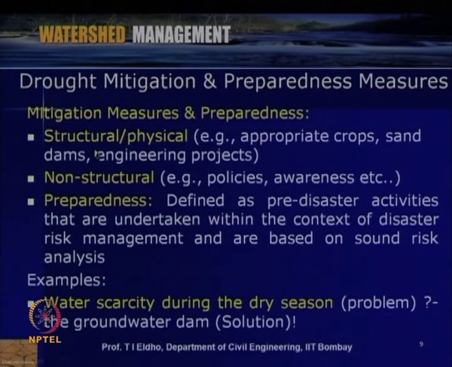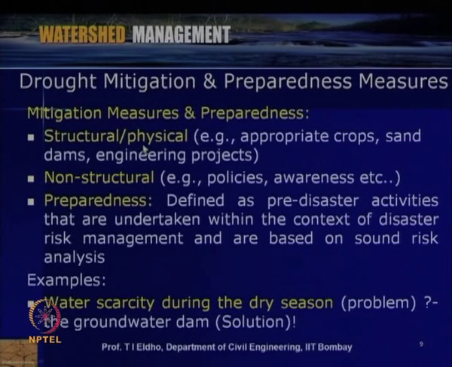As far as preparedness is concerned, when we deal with drought mitigation, it can be either structural measures or non-structural measures. The structural or physical measures are those we directly implement in the field, as a development of a structure or an engineering project, like appropriate crops, sand dams, engineering projects, etc. To prepare for drought, we can go for these kinds of structural or physical measures. Non-structural measures mainly deal with government policies, awareness, warnings, etc. We are not implementing them directly in the field, but the policy or strategies will be developed and awareness will be developed among the communities, so that this will be very effectively implemented.